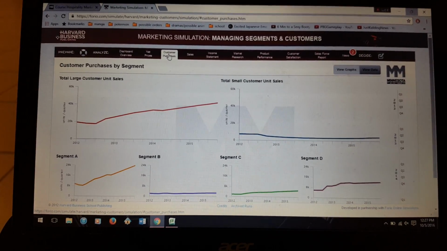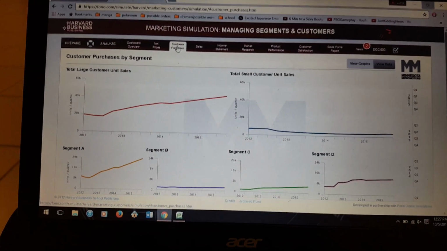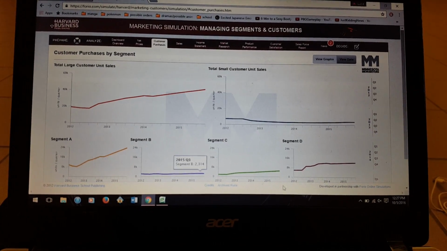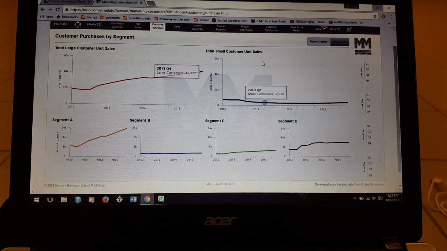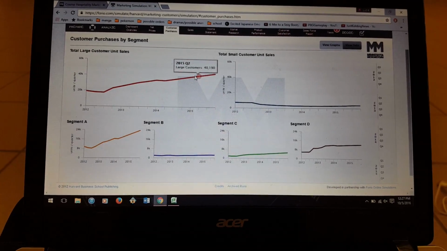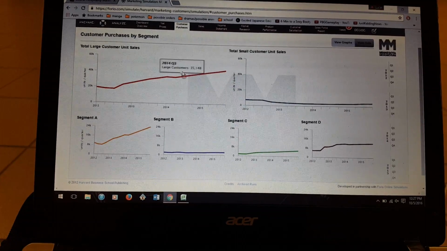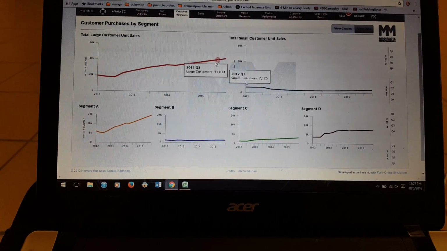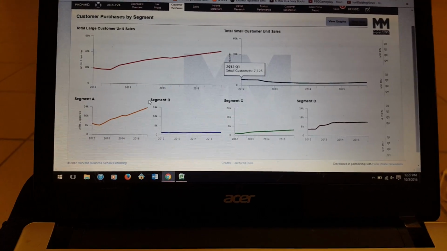Here we have the customer purchases by segments, except this time we are separated between large customers and small customers, along with our segments A through D. This time I'm not showing segment E since segment E is already up here. Notice how large customers have a larger incline compared to the smaller customers, because most of my focus was on the larger customers. Since I mostly focus 80% of my time on larger customers, the incline is more emphasized than for my smaller customers.